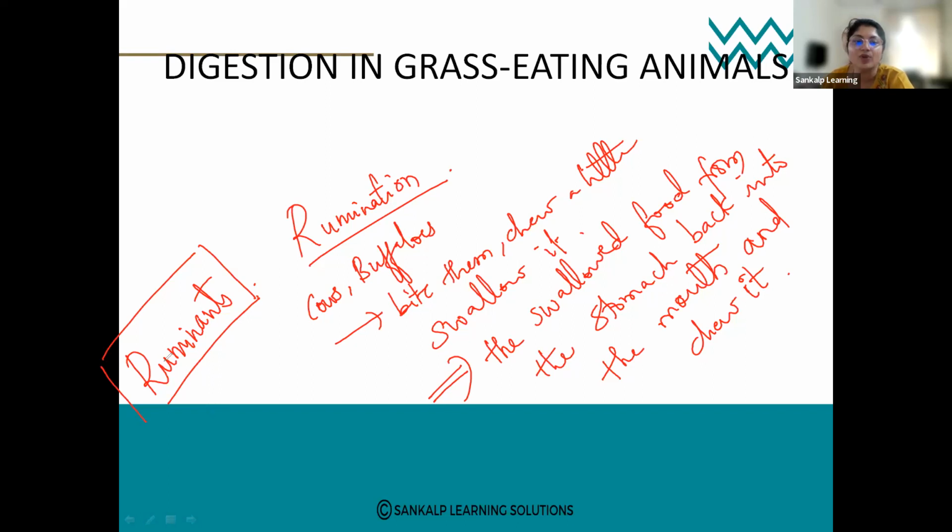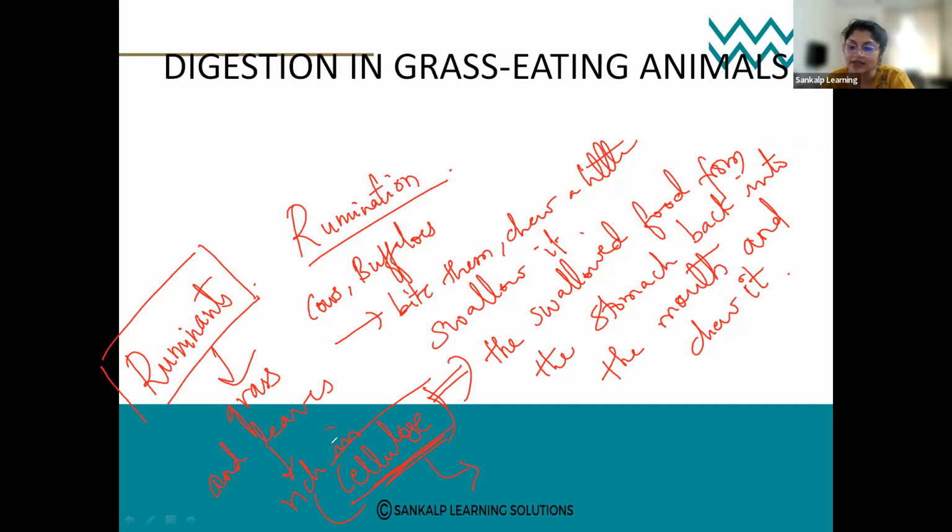Ruminants mainly eat grass and leaves, which are rich in cellulose. Cellulose is a component found in plants. It is also a carbohydrate, present in plants. So ruminants mainly eat grass and leaves that are rich in cellulose, and cellulose, as I said, is a carbohydrate.